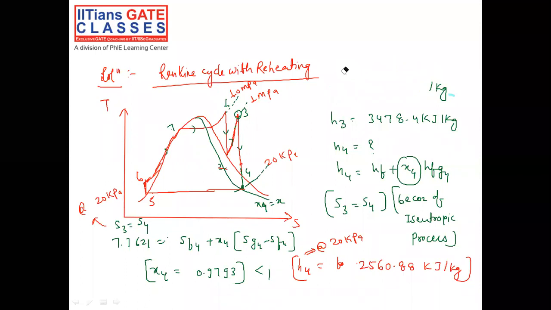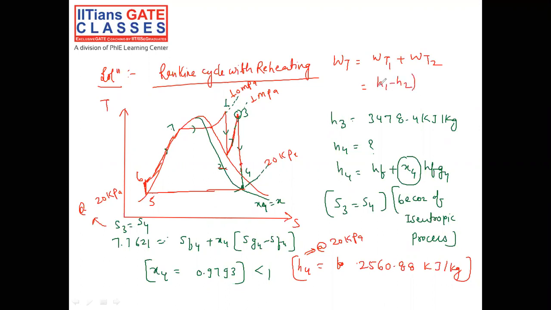Now everything we know, we just need to put the values in the formula. For work done, we can apply the steady flow energy equation for the turbine, so that total work done is T1 plus T2, that is turbine 1 plus turbine 2. Turbine 1 is H1 minus H2, and turbine 2 is H3 minus H4. We know each and every value, H1, H2, H3, H4. If you calculate, you are going to get 1513 kilojoule per kg.